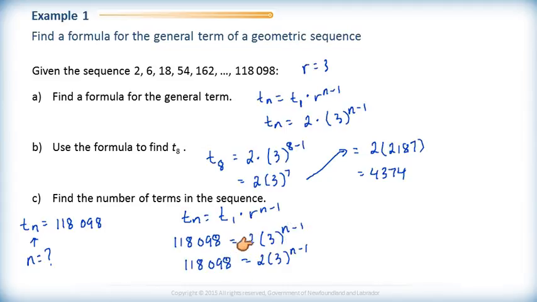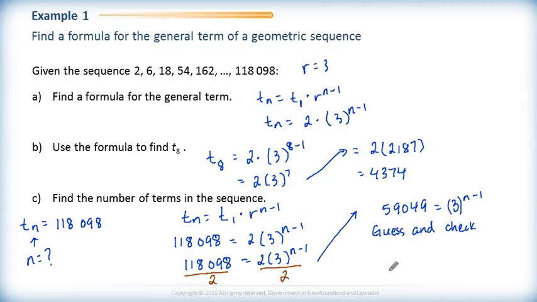A common mistake here is to multiply the 2 by the 3 to get 6. That's going to cause you some issues. Another one is just to divide both sides by 2 and 3. That's another problem because you've got this exponent here. What we actually do is divide both sides by this term 1 to get 59,049 equals 3 exponent n minus 1.